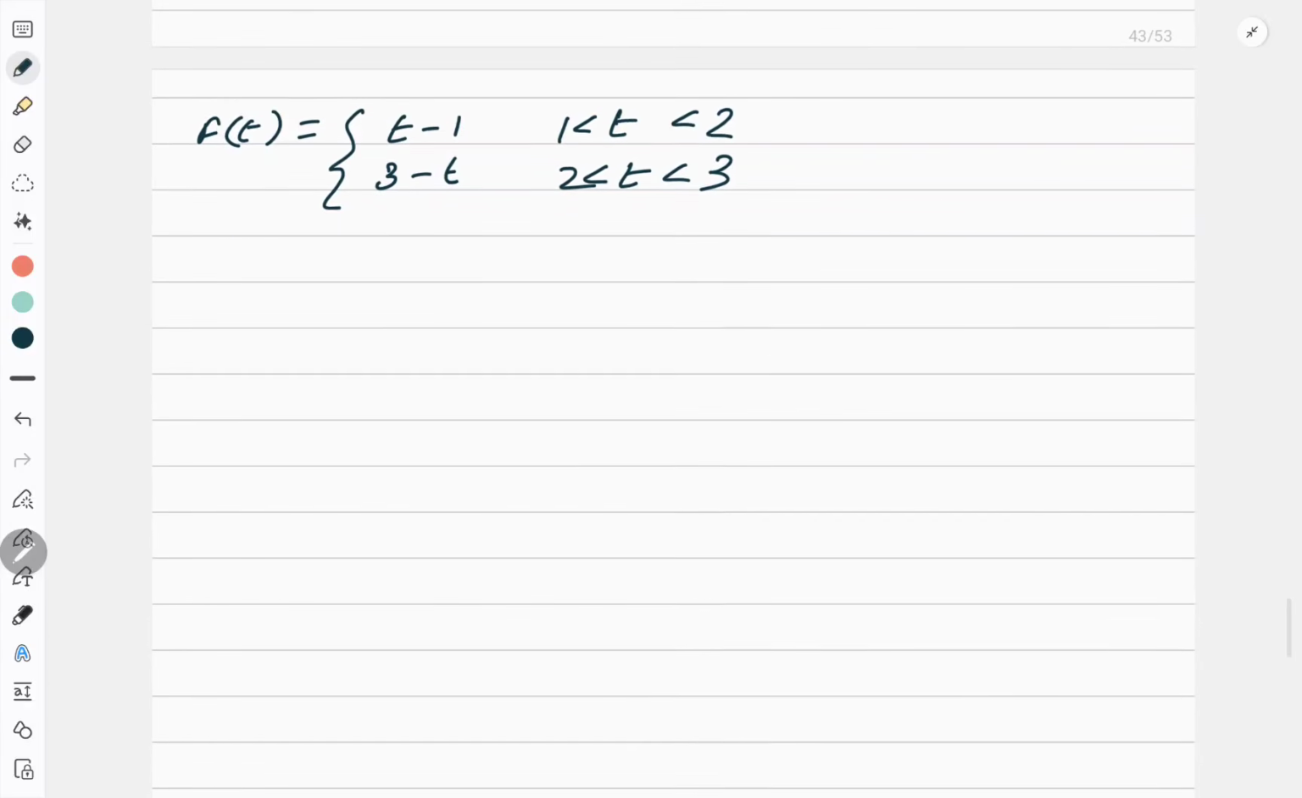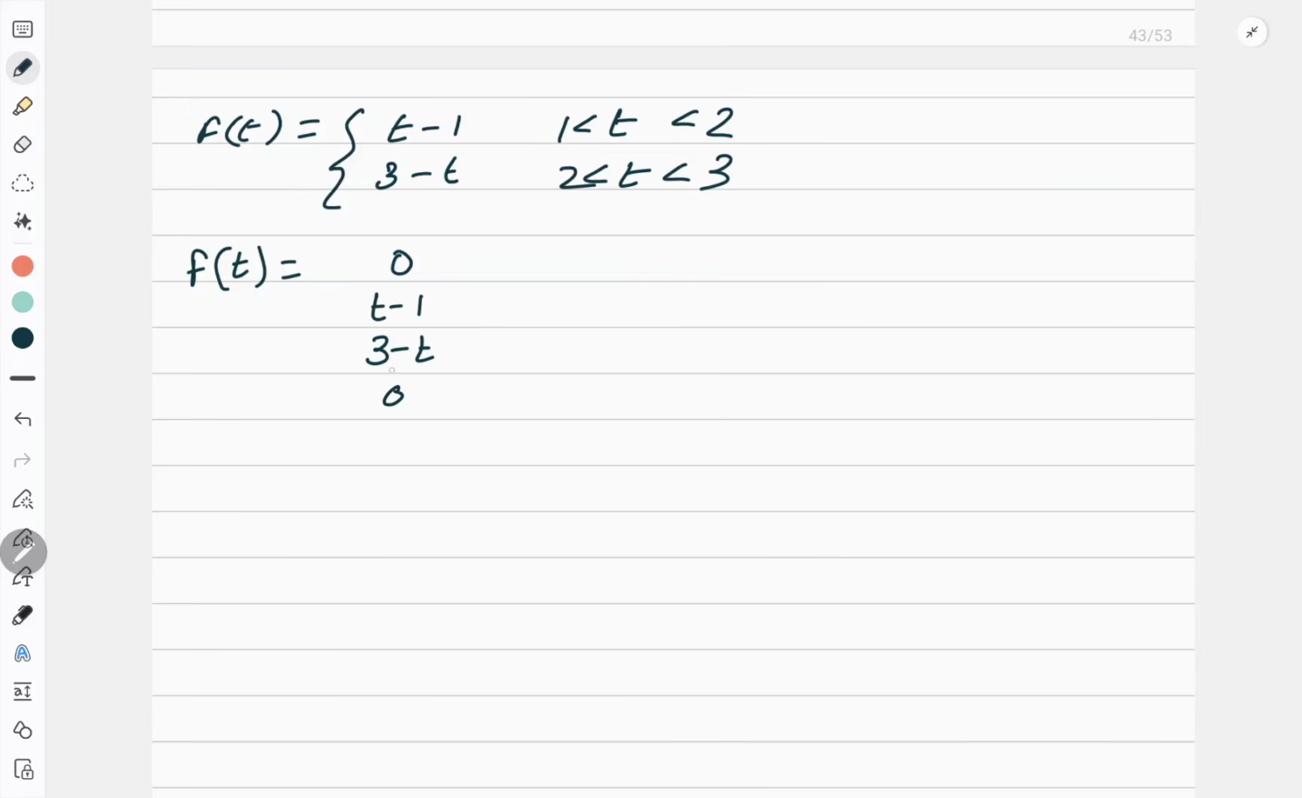Now let's move to this. Yes, this is a question which I should discuss now. See, this question is not starting with 0, and it is not ending at infinity. So I will rewrite this question as 0, t minus 1, 3 minus t and 0. Okay. This is for t less than 1, this is for t from 1 to 2, this is for t from 2 to 3, and this is for t greater than 3.